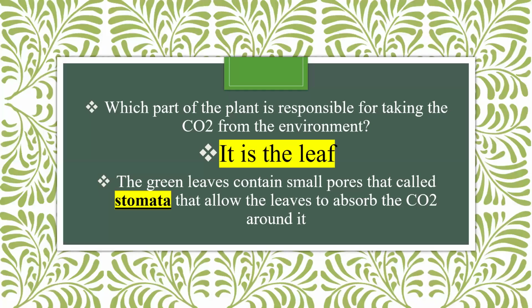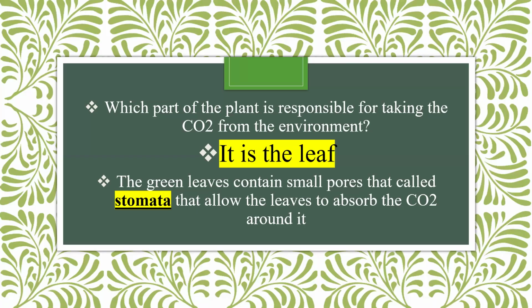So which part of the plant is responsible for taking the CO2 from the environment? Of course, the leaves. The leaf is responsible for taking CO2 from the air. The green leaves contain small pores called stomata that allow the leaves to absorb the CO2 around them. So we said that the leaves are responsible for absorbing carbon dioxide from the environment.